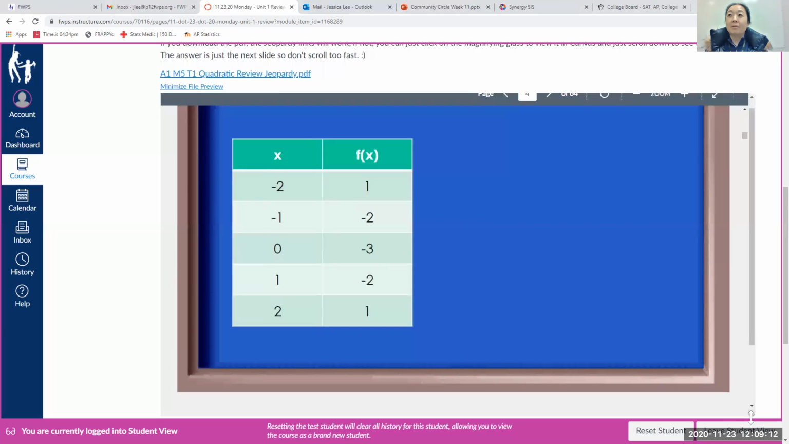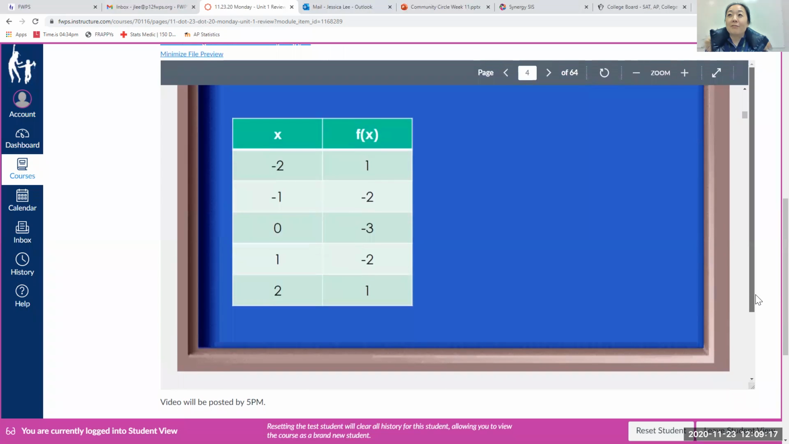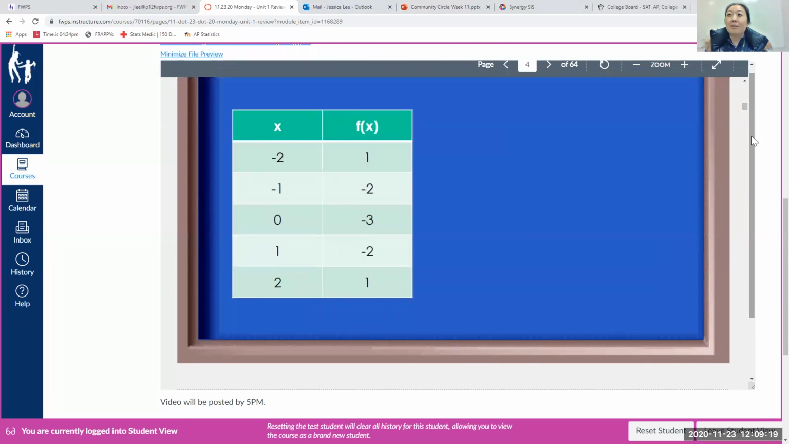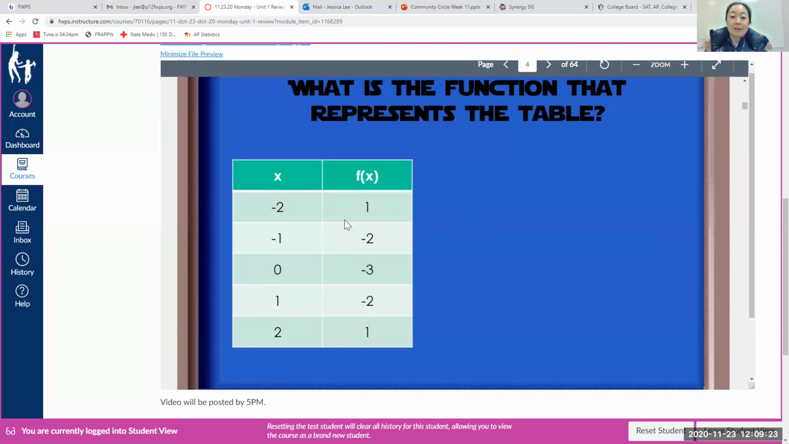Trying to be creative here, but it's not working very well. I'm going to try to fit it all in there, which apparently I can't. Okay, there we go. That was difficult.